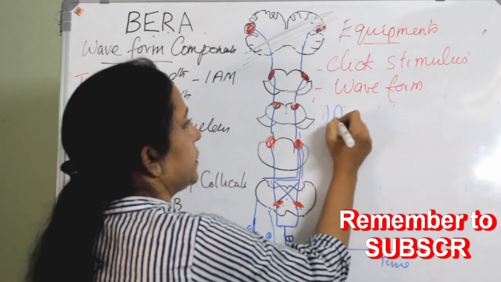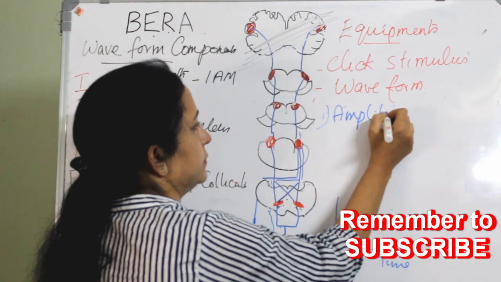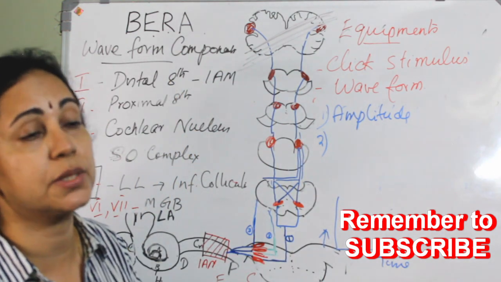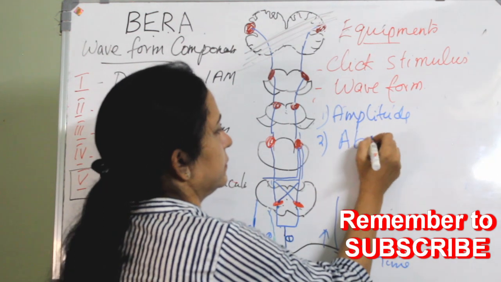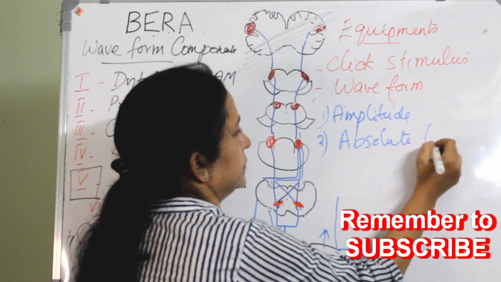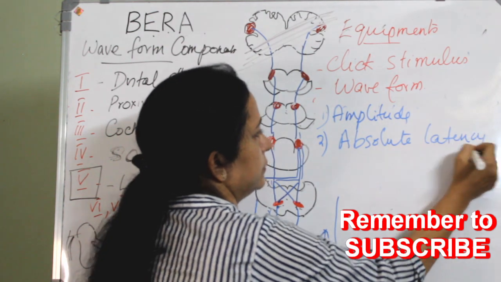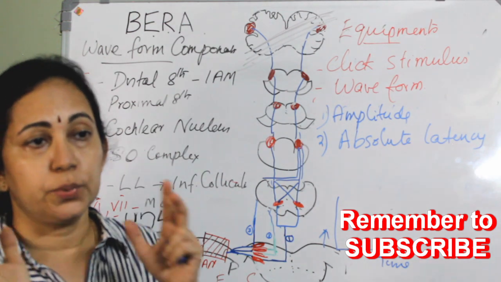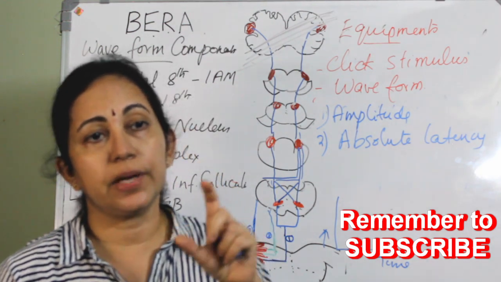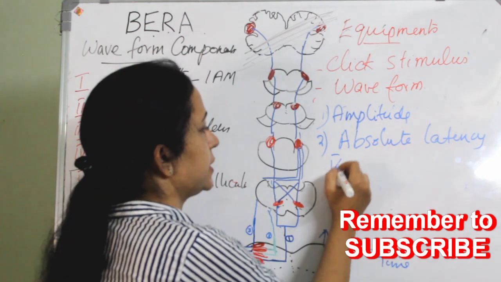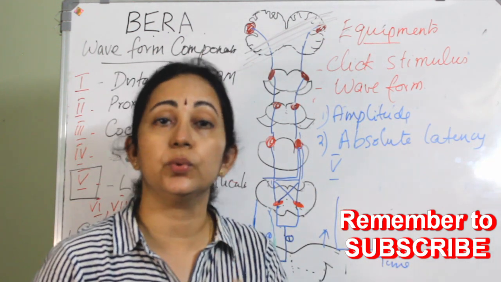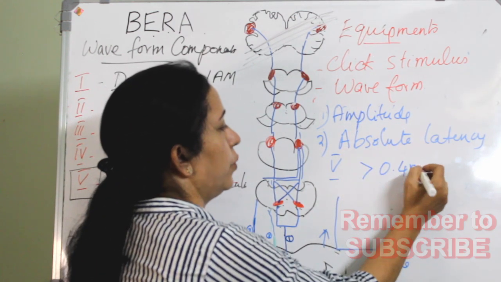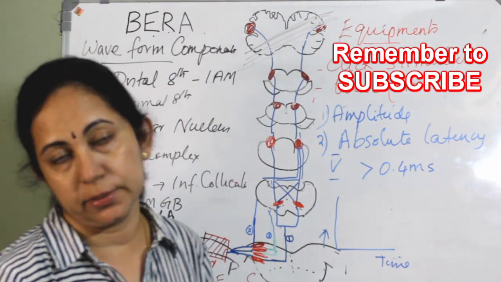So one thing is the amplitude, and the second thing we have to look at is the absolute latency. And this absolute latency is compared between two ears, between the right and left ear. In the case of wave 5, the difference between the two ears should not be more than 0.4 millisecond.